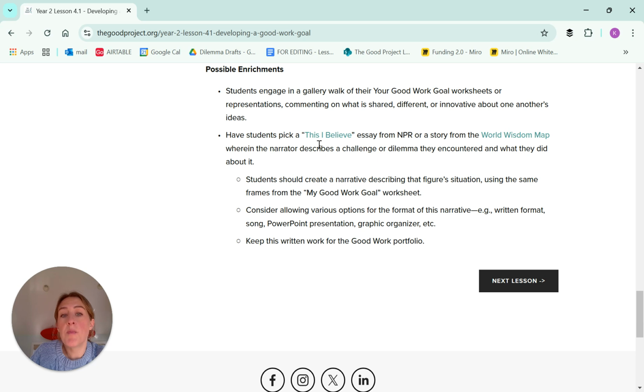You can also have students pick a This I Believe essay from NPR or a different type of narrative from the World Wisdom Map, where people describe a challenge or dilemma that they encountered and what they did about it. They could create a narrative describing that specific person's situation, and they can use the same frames that they did in the My Good Work Goal worksheet.